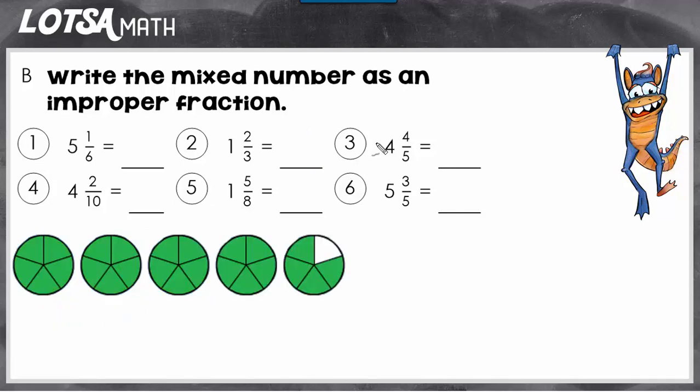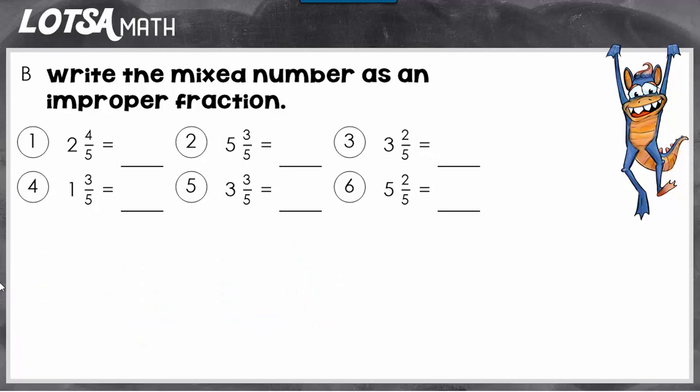So for number 3, we have 4 4/5. So if we look at our model, we see that we have 4 wholes and then 4/5 more. So to find the number of pieces, what we can do is just think about how many pieces are in the wholes. So we have 5 and 4, so 5 times 4 is 20. Plus, we still have the leftovers, the remainder of 4. So our numerator is going to be 24. And our denominator isn't going to change. It's still going to be 5 because there are still 5 pieces in one whole.